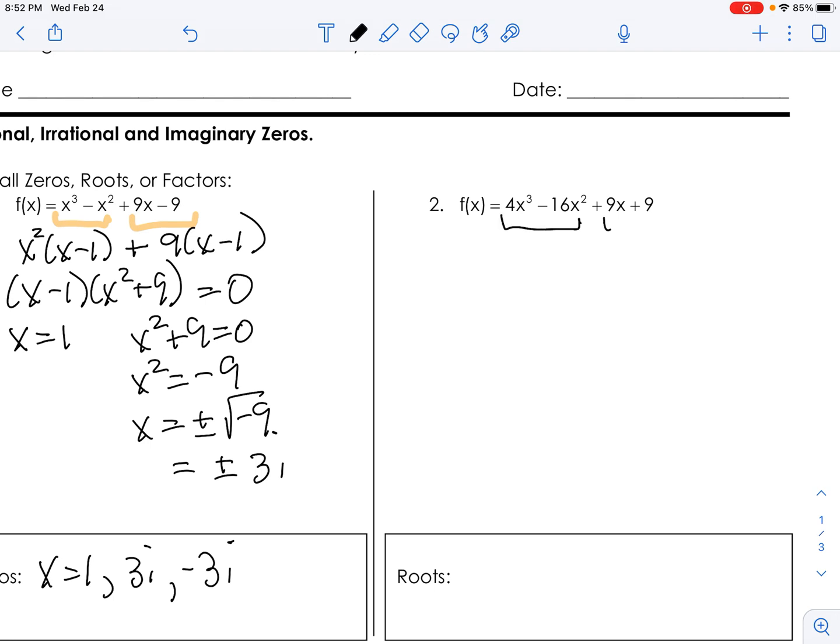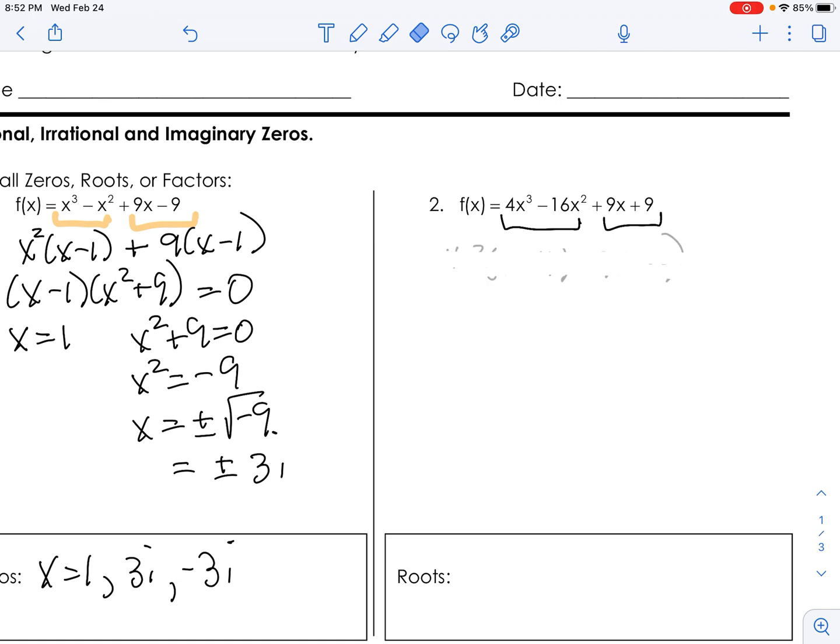Maybe I can do factor by grouping again. I don't know. Let's give it a shot. You just never know until you try. So GCF there is 4x squared. Whoosh, that's a big GCF. Leaving me with x minus 4, right? This one plus 9, x plus 1. Wow. Not even close to being able to factor by grouping.